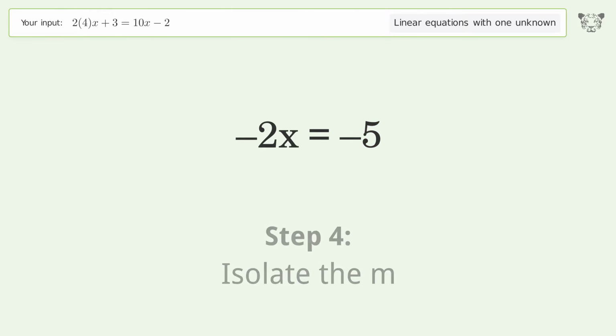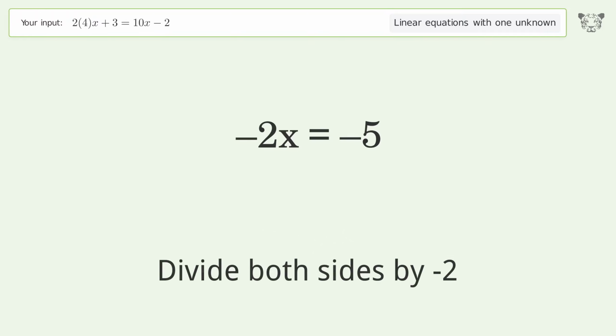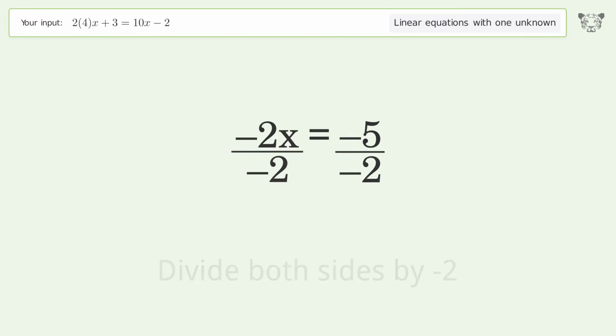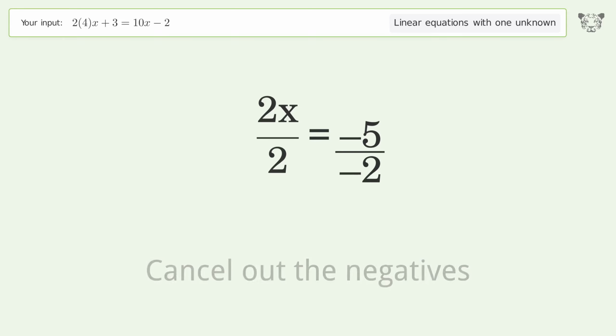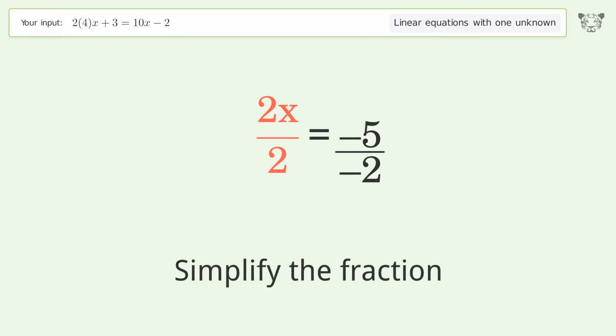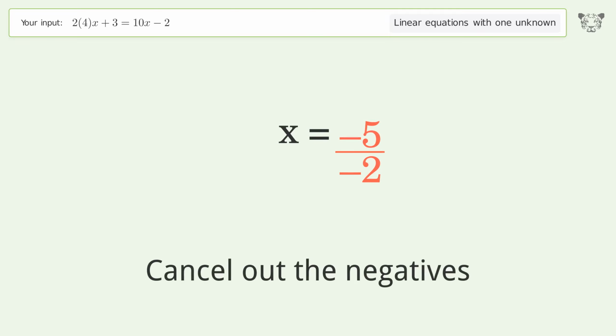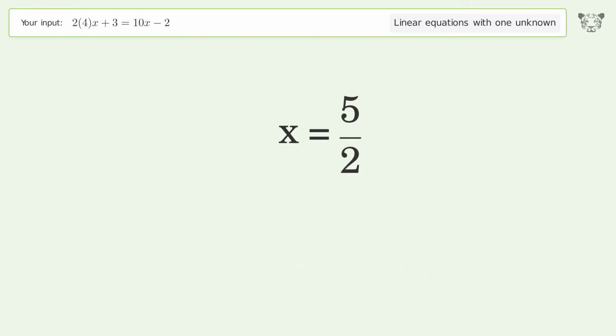Isolate the x. Divide both sides by -2. Cancel out the negatives. Simplify the fraction. And so the final result is x equals 5/2.